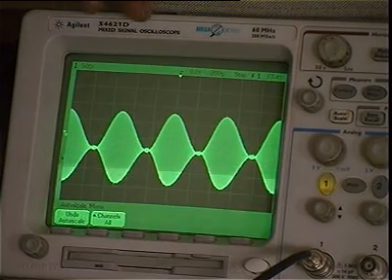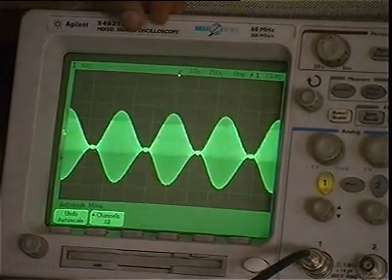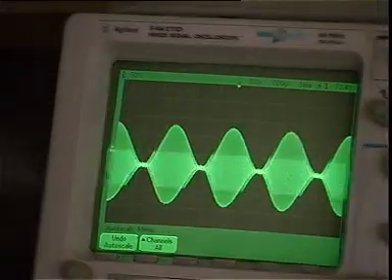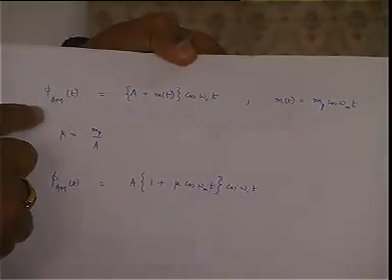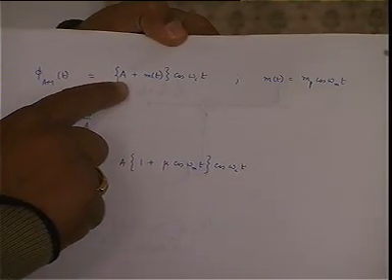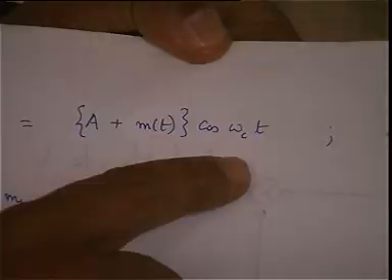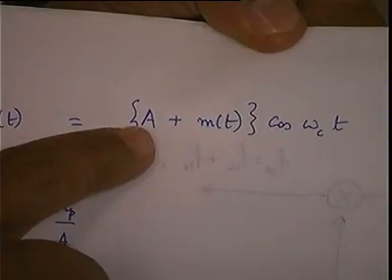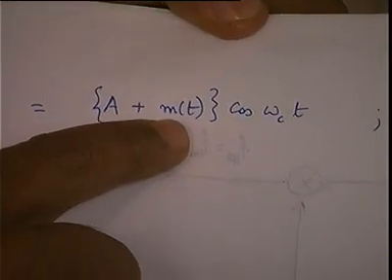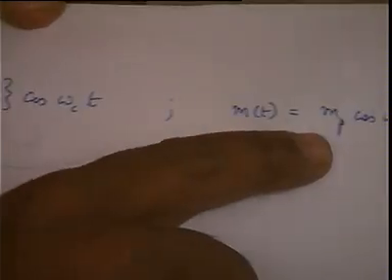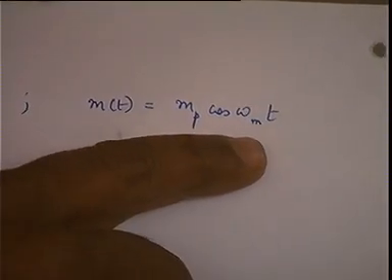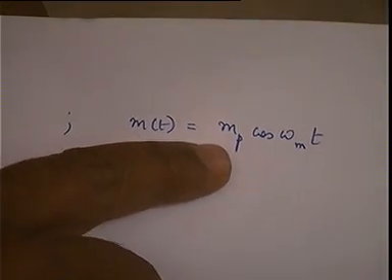If you see your textbook, you will see a similar diagram showing the amplitude modulated signal. Now the equation of amplitude modulation is shown here. The modulated signal is phi_AM(t) = [A + m(t)] cos(omega_c t). Omega_c is the carrier frequency in radians per second. Capital A is the carrier amplitude. m(t) is the message signal, which is given by m_p cos(omega_m t). Omega_m is the message signal frequency, again in angular frequency. m_p is the peak message signal amplitude.